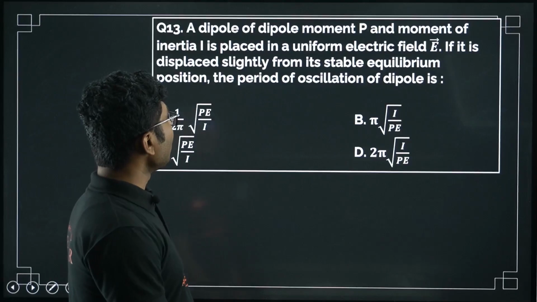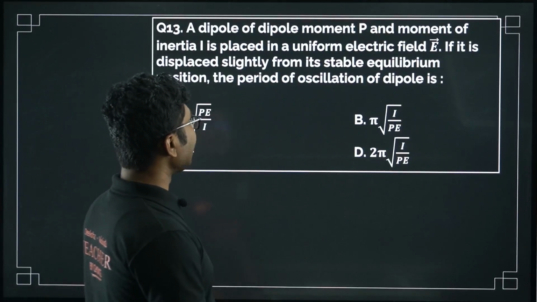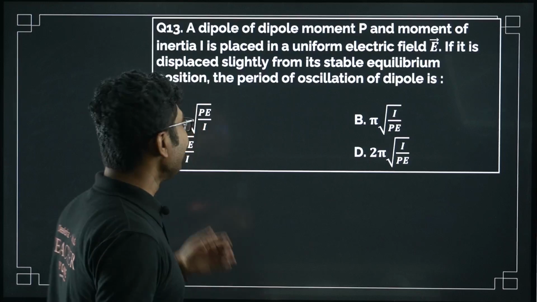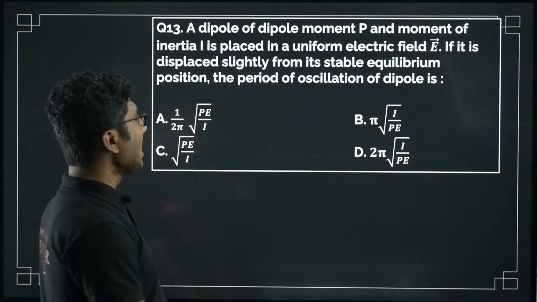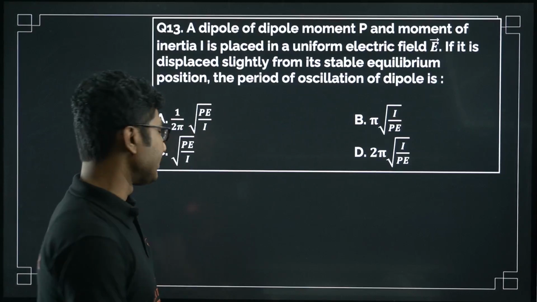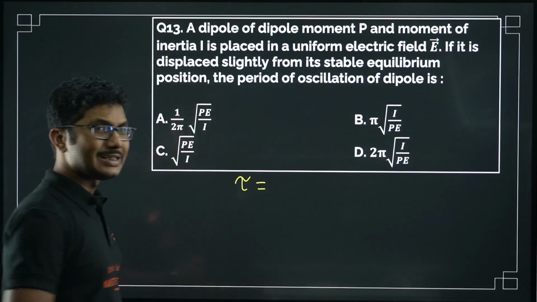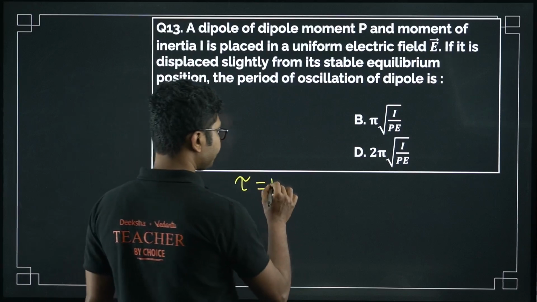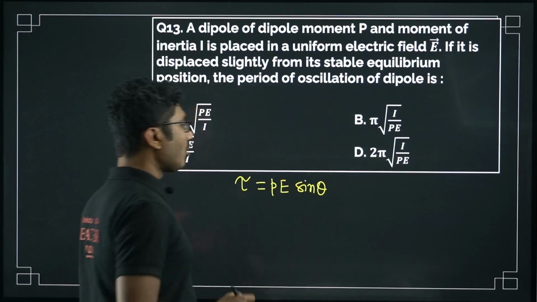Next question. A dipole of dipole moment P and moment of inertia I is placed in a uniform electric field E. If it is displaced slightly from its stable equilibrium position, the period of oscillation of the dipole is? So first we have to calculate the torque. Torque is PE sin theta.